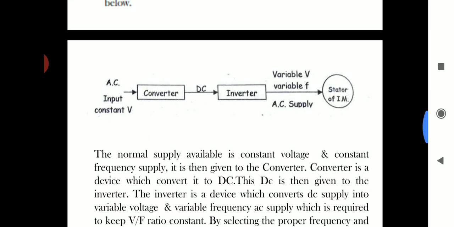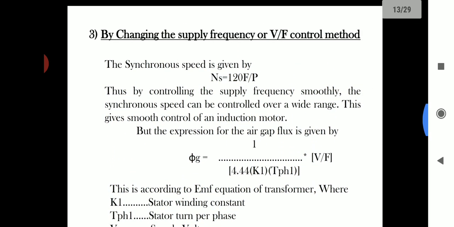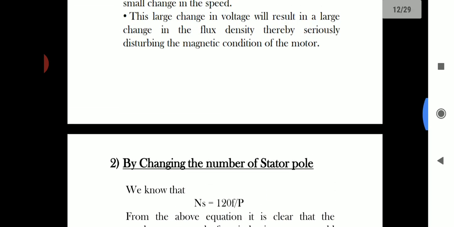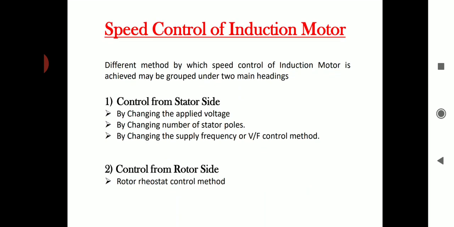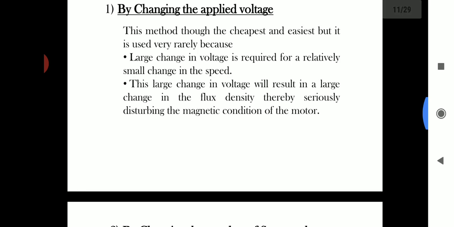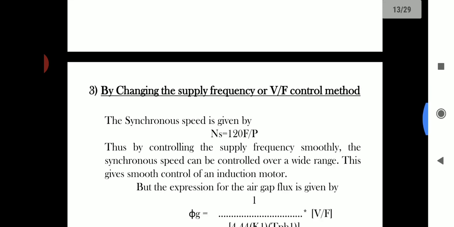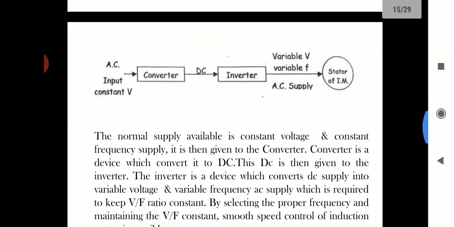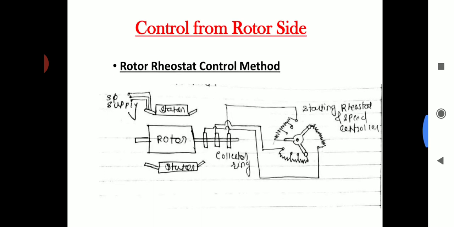Okay, so these are the methods from which we can control the speed of the induction motor from stator side. Remember this, control from stator side. So we have seen applied voltage control method, changing the number of stator poles, and the V by F control method, that is supply frequency. So now we'll see the control from rotor side. This is a different one.